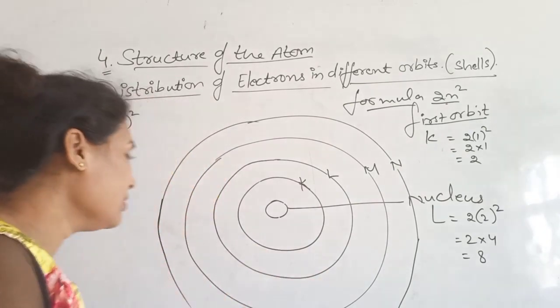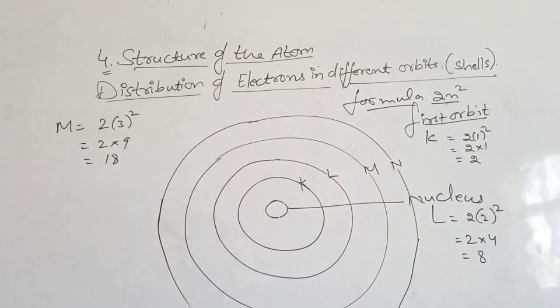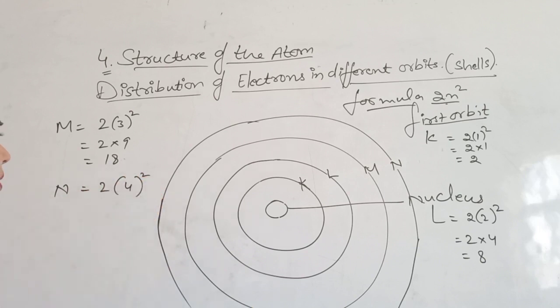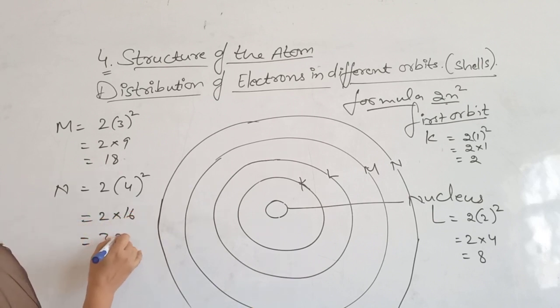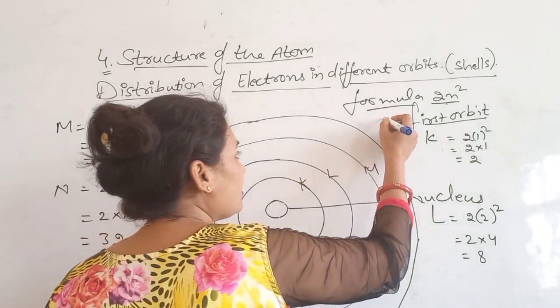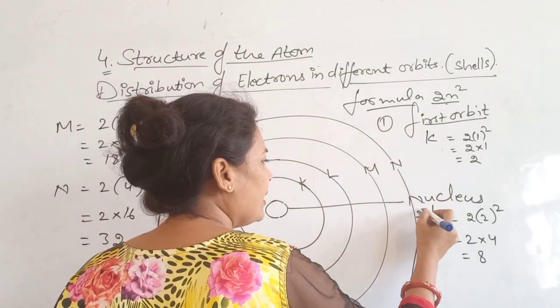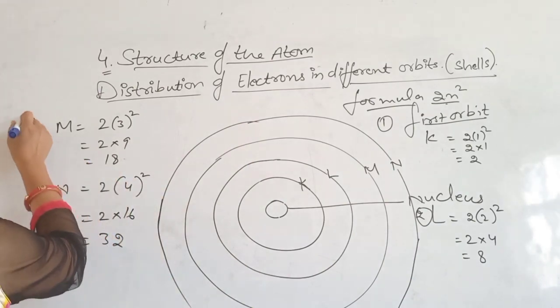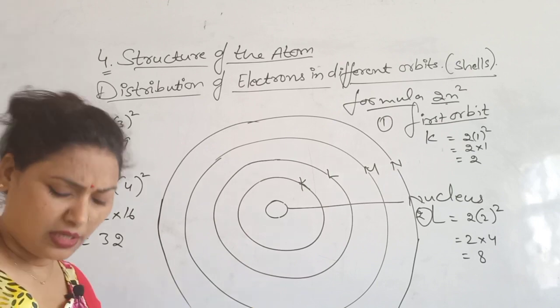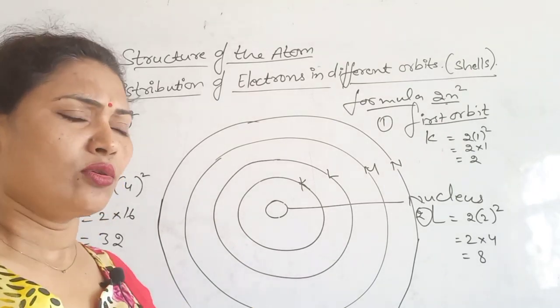Next shell is the fourth shell, that is N. For the N shell, n is 4. So 4 square is 16, and 16 times 2 is 32. So the N shell contains 32 electrons. Here this is the first orbit. We can take the second orbit, third orbit, fourth orbit, and fifth also, and so on. We can find out the number of electrons in these orbits.